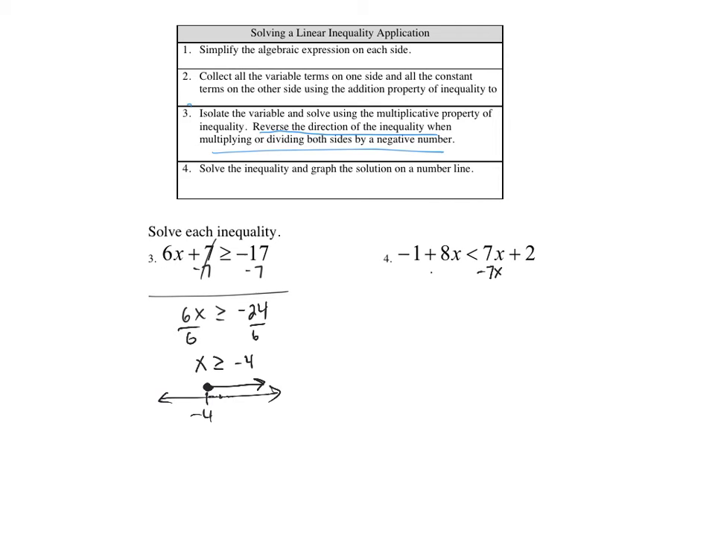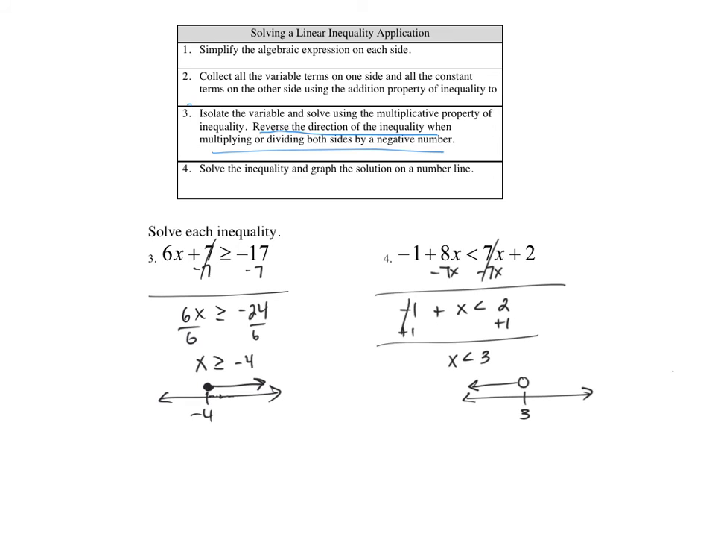We can move x's as well as numbers, so I can subtract 7x from both sides, and I get -1 plus x is less than 2, and adding 1 to both sides, we would get x is less than 3. So we can just show this open number line, just showing that key point of 3. I don't want to include 3, so I have this open circle and then everything less than that.